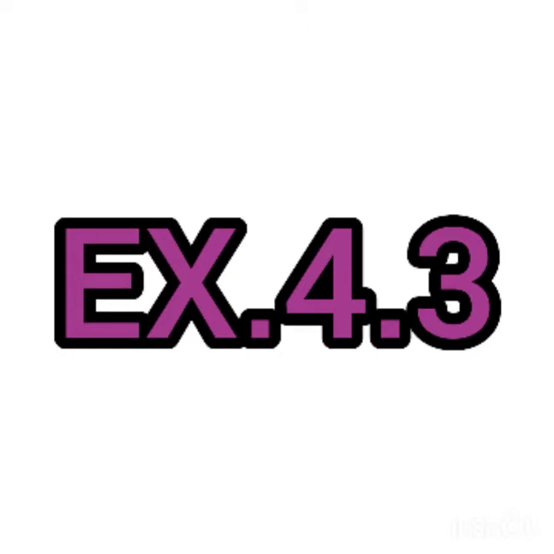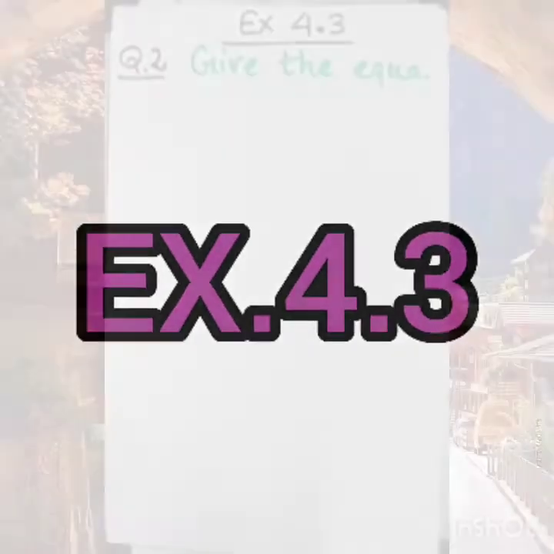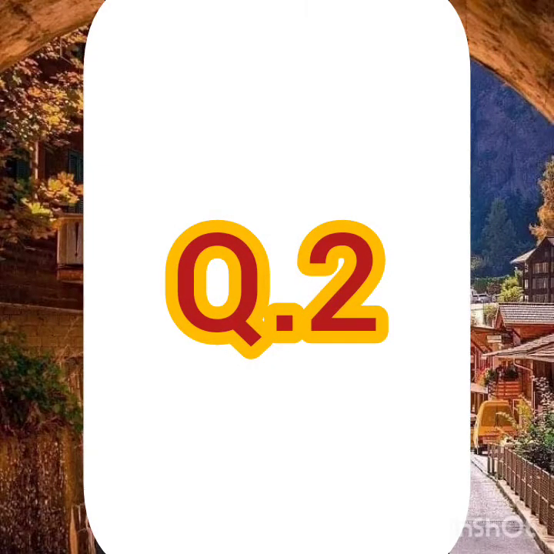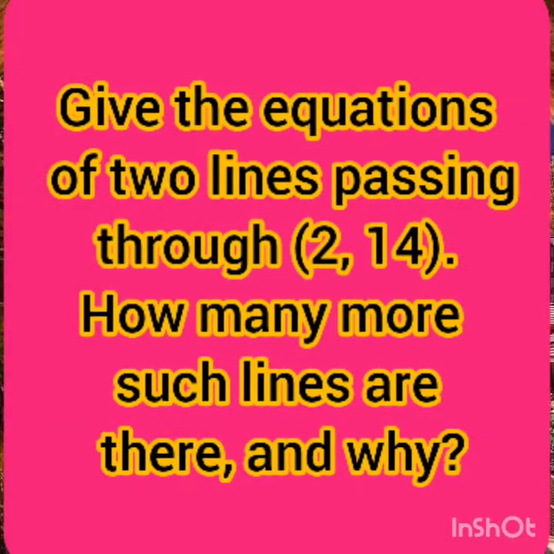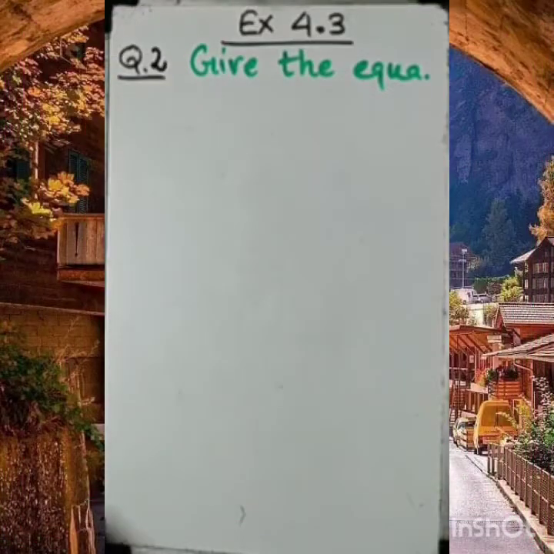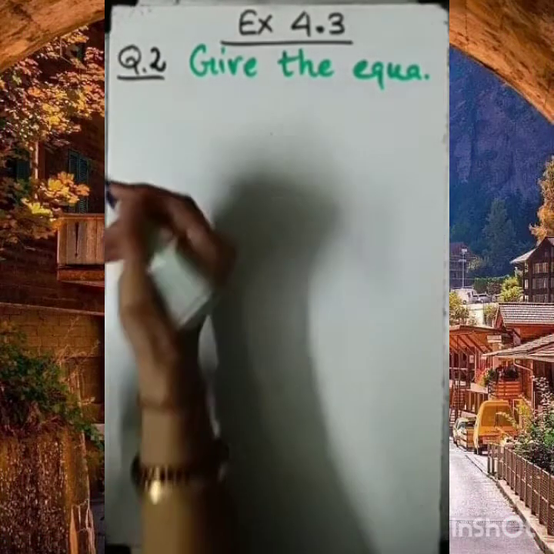So dear student, here is exercise 4.3 question number 2. Give the equations of two lines passing through (2, 14). How many more such lines are there and why? So my dear student, (2, 14) is what? That is the solution of the equation. Correct? So we need to start here.